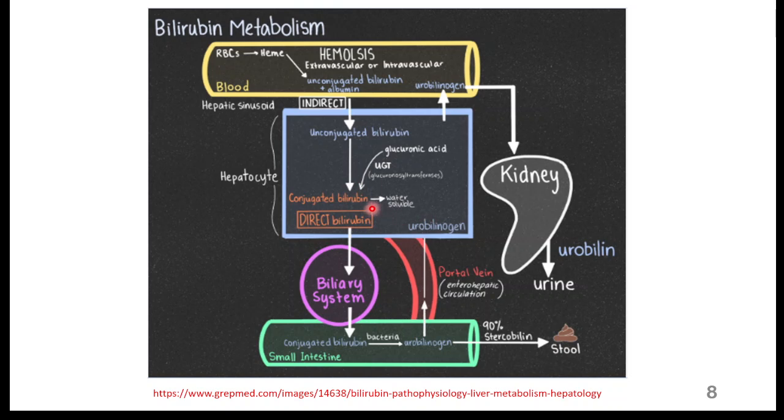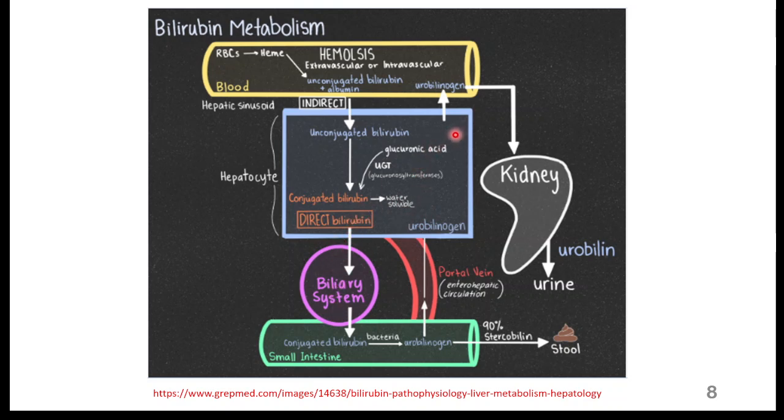So the enterohepatic circulation means that some of the urobilinogen that gets back to the liver will again go through this route through the biliary system and again reach the intestines. But again, some of the urobilinogen does not go back through the biliary system.